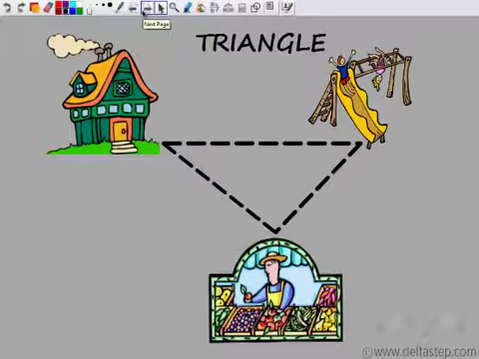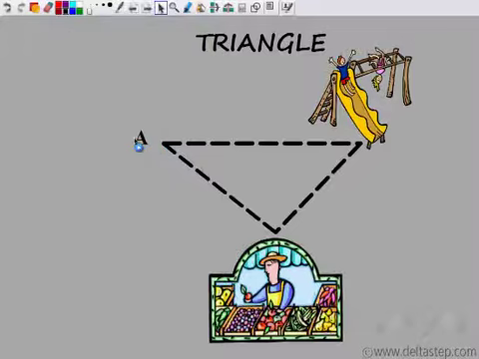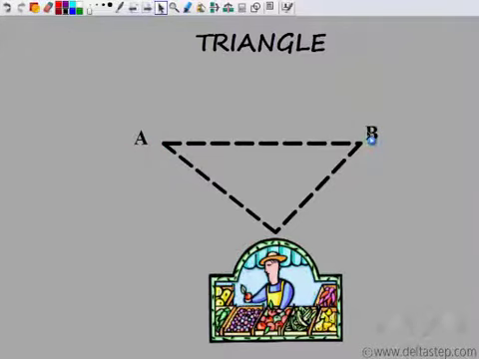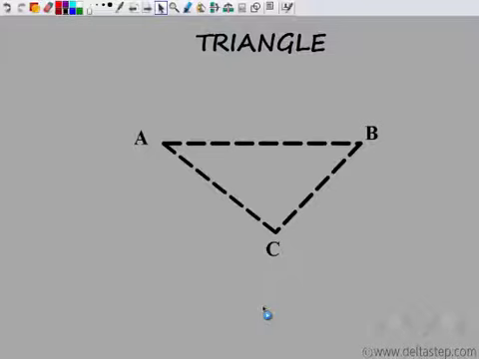So I call this house as point A. Let's call the playground as point B and the market as point C. So A, B, C, these are the 3 points, or I can say that these are the 3 vertices. So A, B, C are called the vertices of the triangle, and I name the triangle by the vertices only. So let's name this triangle. How would I name this triangle? I'll call it triangle ABC.